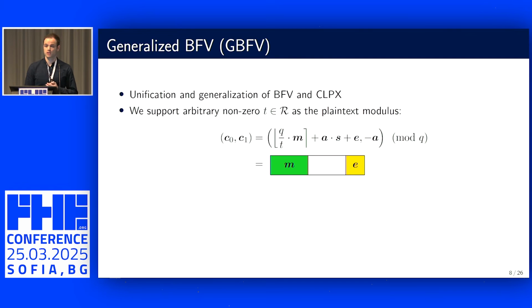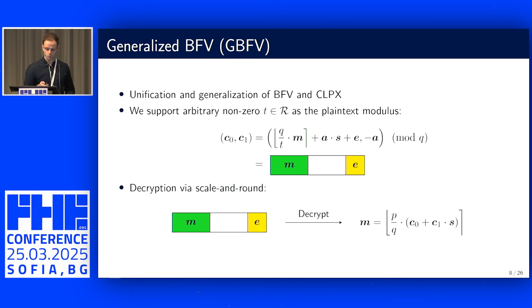The encryption in our scheme is pretty similar, also based on ring learning with errors. In the slides, I will denote a ciphertext with these figures, where I write the message in the green region and the noise in yellow. And as common, decryption will then work correctly as long as the message and the noise do not overlap.